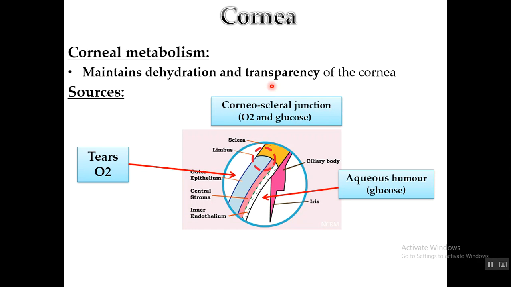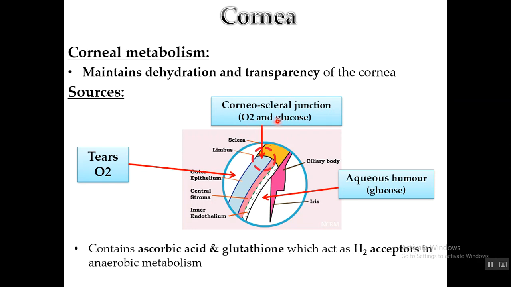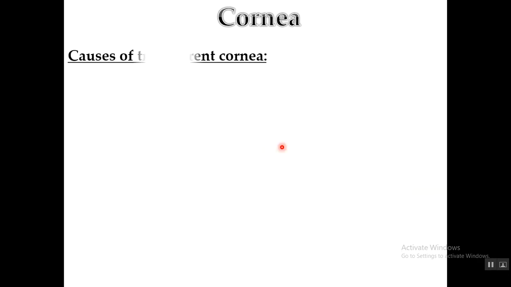The blood vessels present at the corneoscleral junction will provide the cornea with oxygen and glucose. The cornea contains ascorbic acid and glutathione, which act as hydrogen acceptors in anaerobic metabolism. This is the corneal metabolism, and these are the sources of energy: the source of oxygen and the source of glucose. What about the causes of transparent cornea?